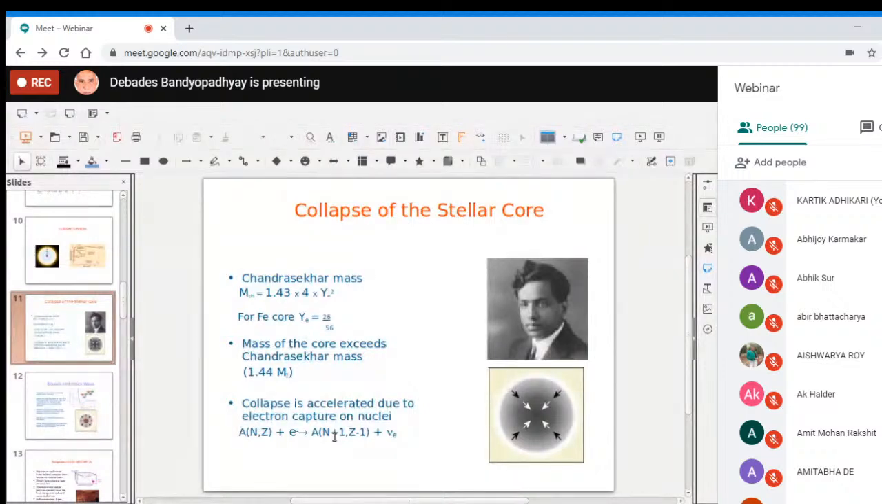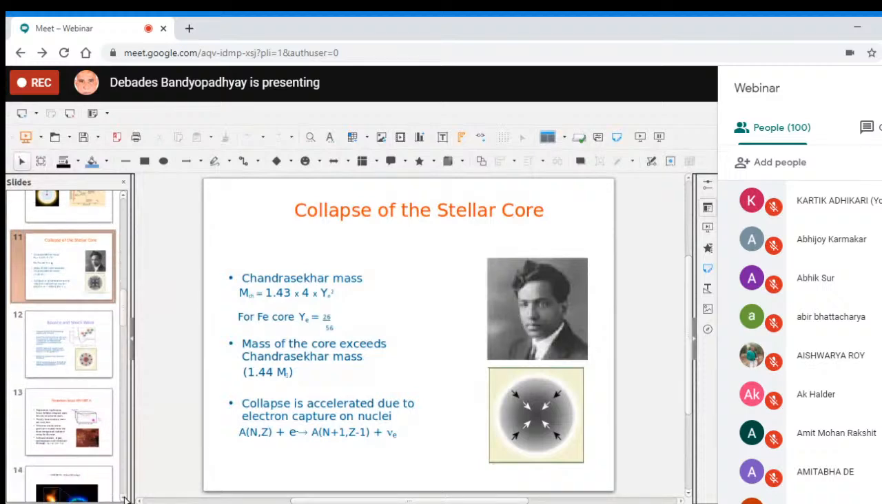So at this stage, slowly all these elements are becoming more neutron rich. That is why the end product will be a neutron star. This is a clue. We will see it later.